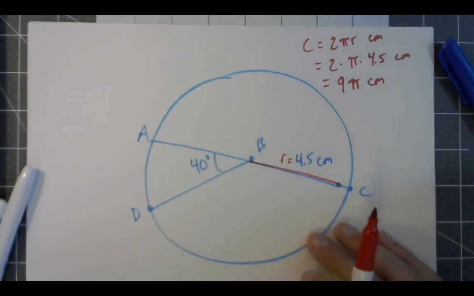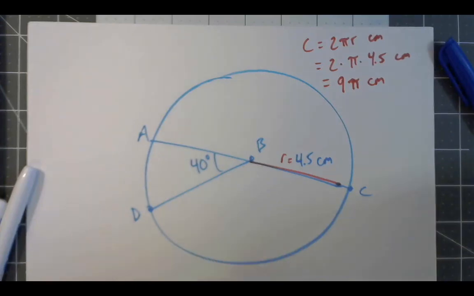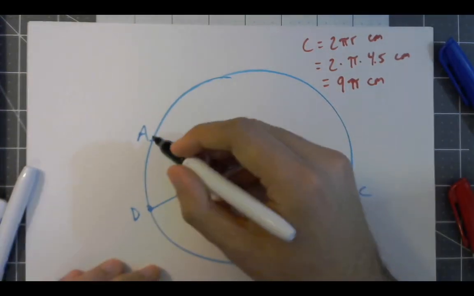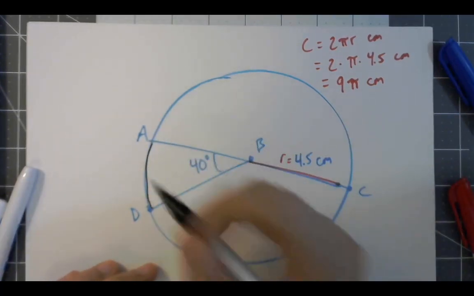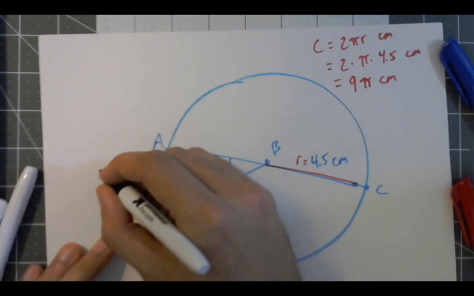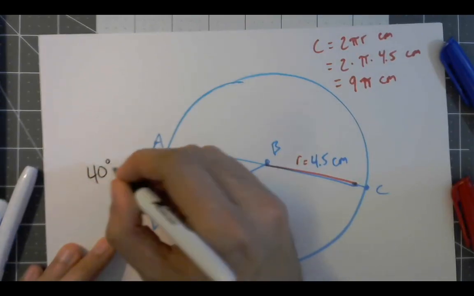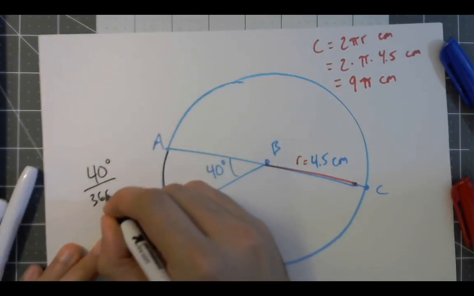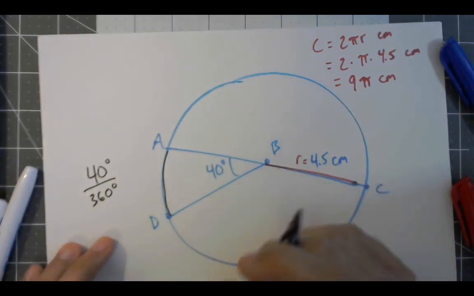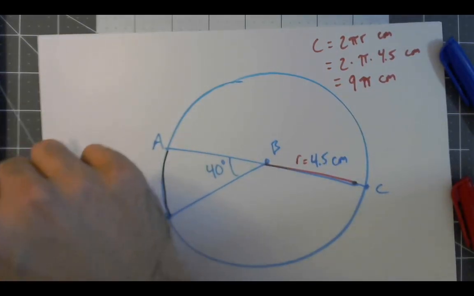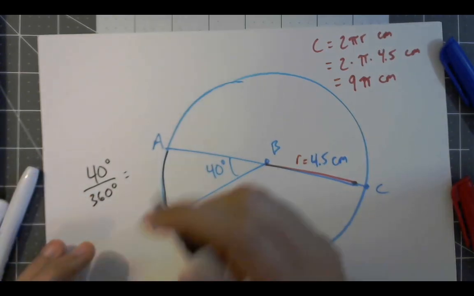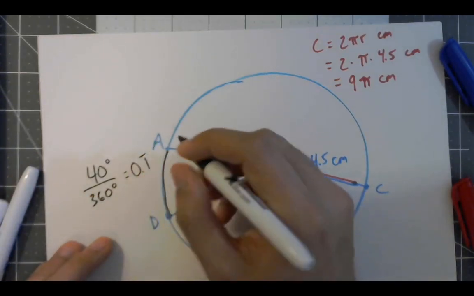The next question is, well, how much of my circle am I using here? I don't want the whole thing. I only want just this. It's the same question as, if I have 40 degrees, what percentage of 360 is that? So if I plug that into my calculator, 40 divided by 360, I get 0.1 repeating.